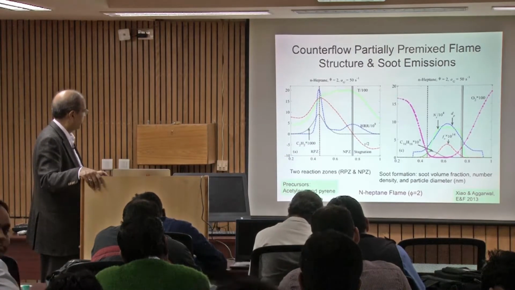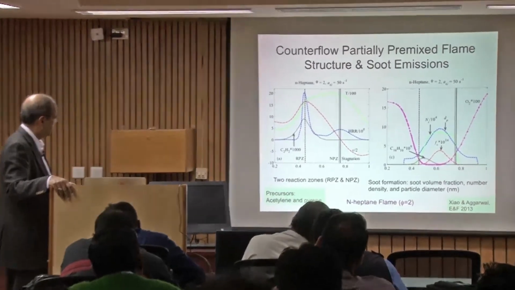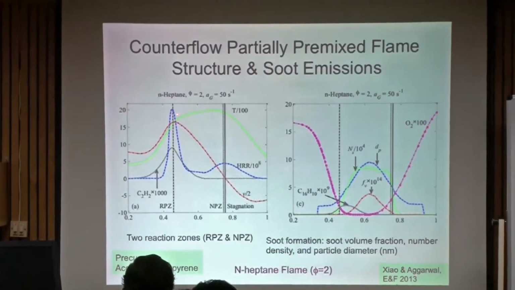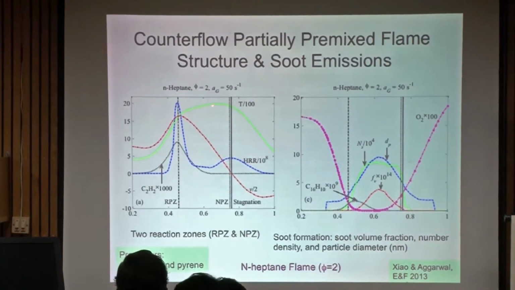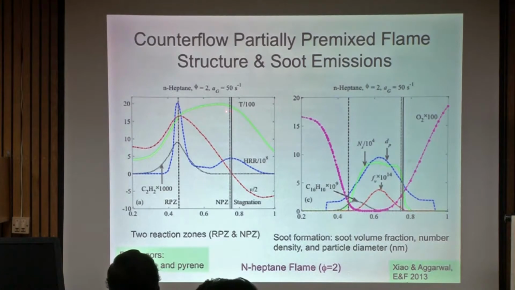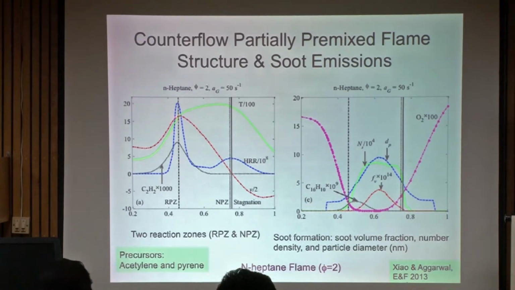So the heat release rate, and this green is the temperature. You see the highest temperature in the non-premixed flame, and of course in the premixed flame the temperature is also relatively high. The red is the velocity distribution. Finally, this is the C2H2. You see the C2H2 peak is also in the rich premixed flame.